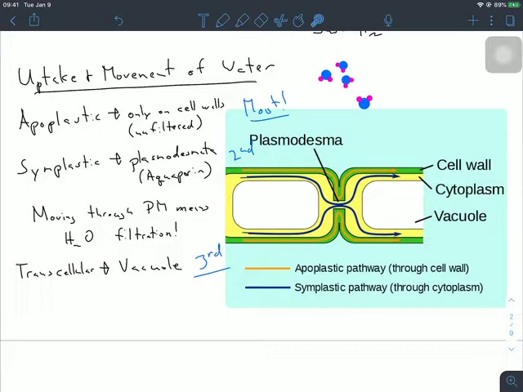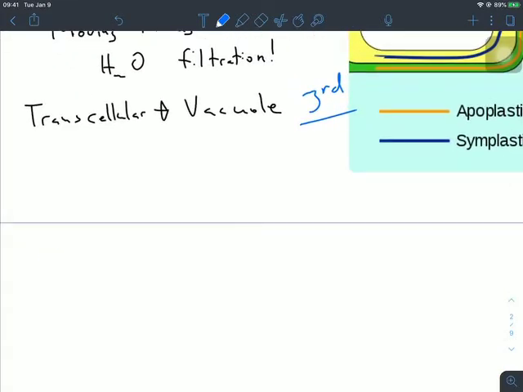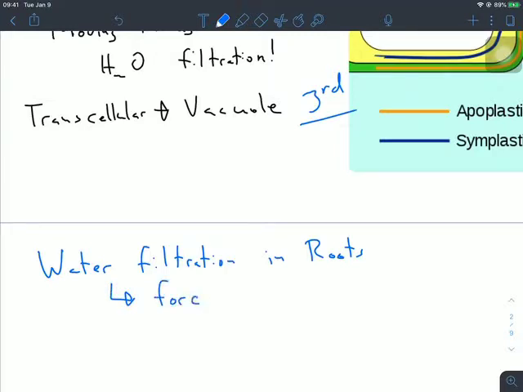But there isn't a reason other than availability of the roadways, unless the plant forces it into the symplastic pathway. And that is the crux of water filtration. Now, I guess we can write in blue here. Water filtration in the roots is all about forcing all H2O, all water, to go symplastic.